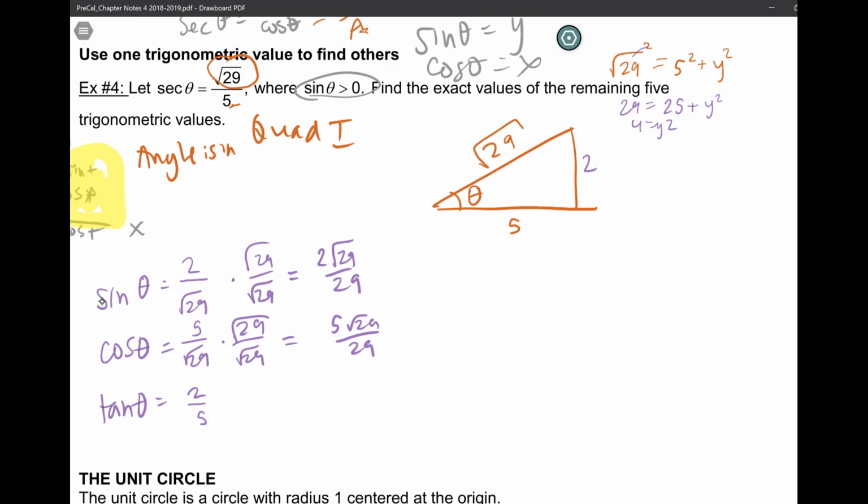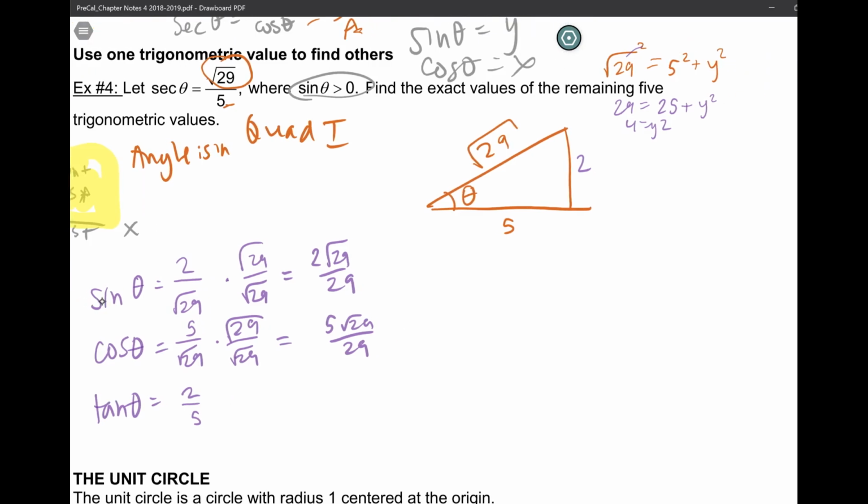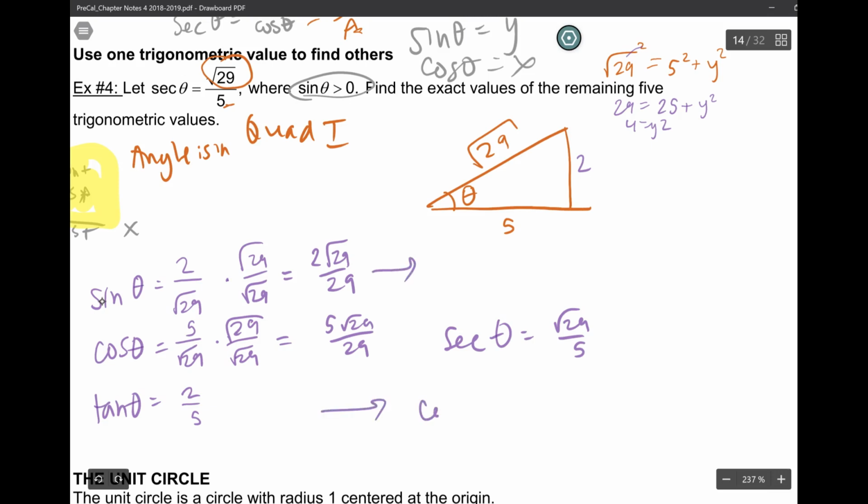Let's see, so we have 2 more functions to find. I already know secant, so I'm just going to write that: square root of 29 over 5. So we're just writing the opposite ones, the reciprocals. Cotangent will be pretty simple. You just flip it. Instead of 2 over 5, we have 5 over 2. And then cosecant, I'm going to go back to our original right here, that way I don't have to do all this magic. You just flip it, so we have square root of 29 over 2. Cool. So that's how we found it.